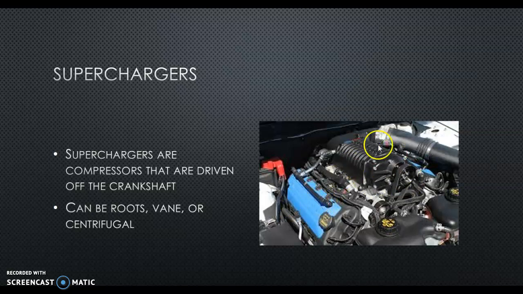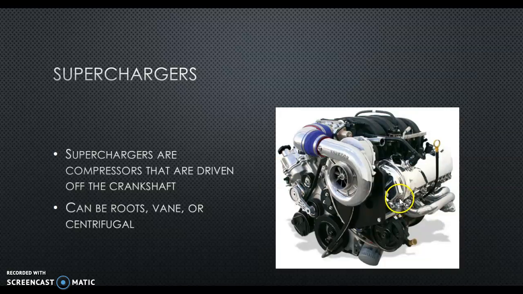Here's a picture of that roots or vane style up top, and then driven off that big belt right there. And then here's a picture of a centrifugal one with that belt kind of hidden, kind of hard to see based on this mount right here, this mounting plate. But basically here it is right here in the impeller, and that compresses it into the engine there.